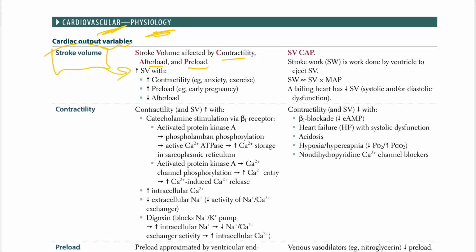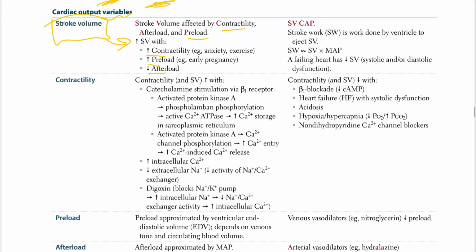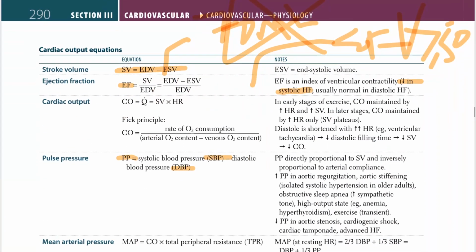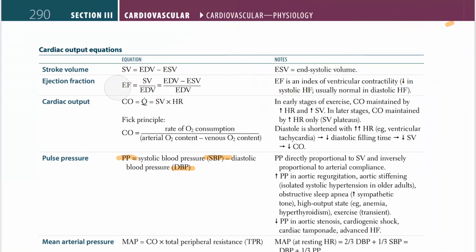Stroke volume increases with an increase in contractility, an increase in preload, and a decrease in afterload. But the question is, what is stroke volume? For that we have to go to the next page. It's right here. Let's look at stroke volume.